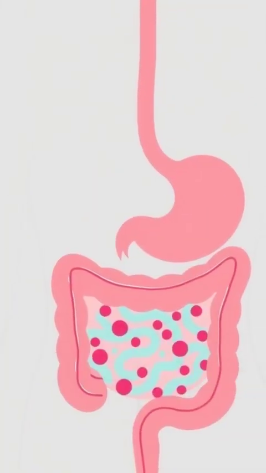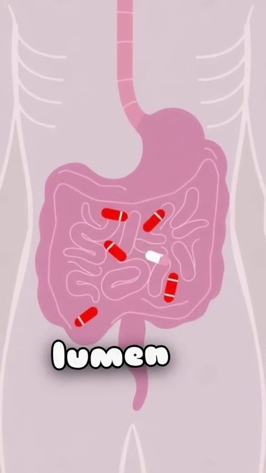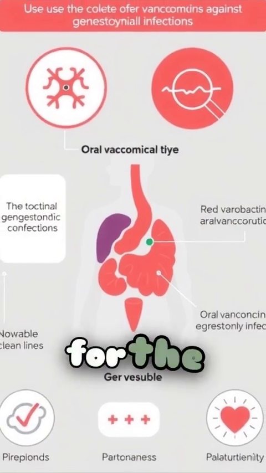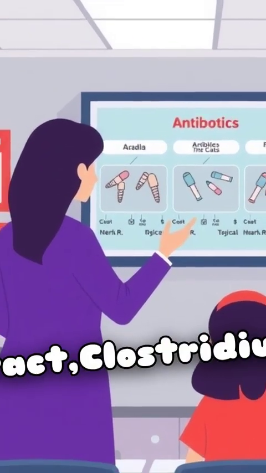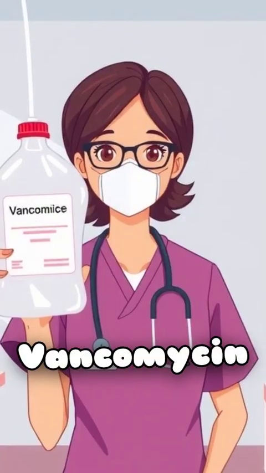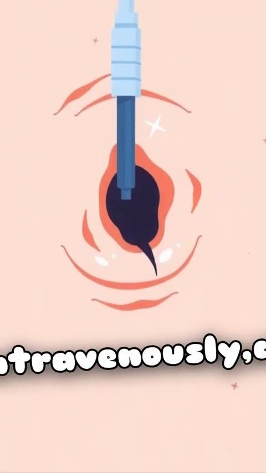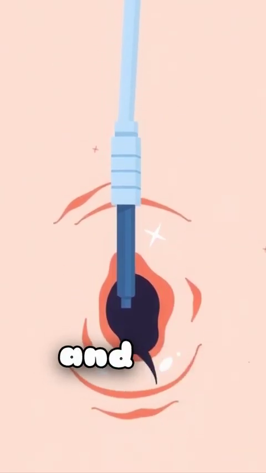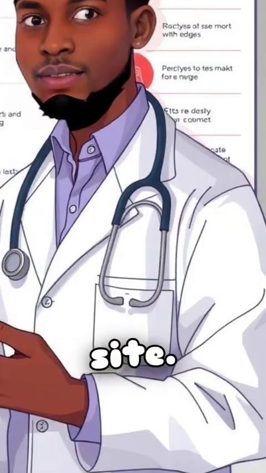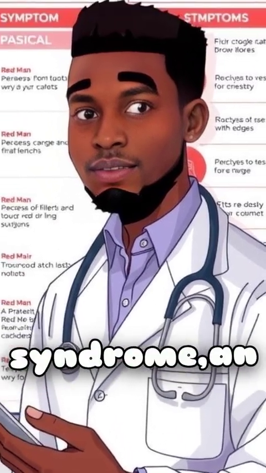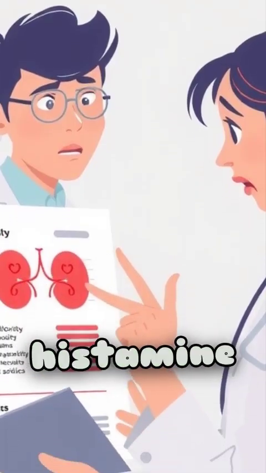Oral preparations of vancomycin are available, however they are not absorbed from the lumen of the gut, and are formulated for the treatment of infections within the gastrointestinal tract, such as Clostridium difficile. Vancomycin side effects. Vancomycin is usually given intravenously as an infusion and can cause tissue necrosis and phlebitis at the injection site. Red man syndrome, an idiosyncratic reaction to a bolus dose caused by histamine release.